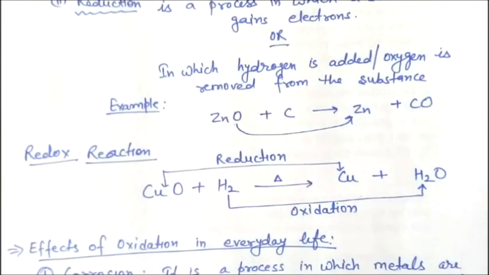What is redox reaction? The reactions in which oxidation and reduction take place simultaneously are called redox reactions. See the example, copper oxide plus hydrogen. When they react together, heat is supplied, they form copper and water. If you see copper oxide, the oxygen is removed here, so it is reduction, and oxygen is added to hydrogen, so it is oxidation. So reduction and oxidation both are taking place simultaneously, so it is called redox reaction.